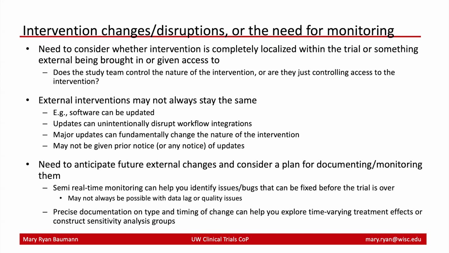And in the case where you can't have real-time monitoring of secondary outcomes for these, you want to think about trying to get at least precise documentation on the type or the timing of the change to help you, after the trial is done, explore the impact of those changes on your treatment effects, or maybe do some kind of sensitivity analysis for it.